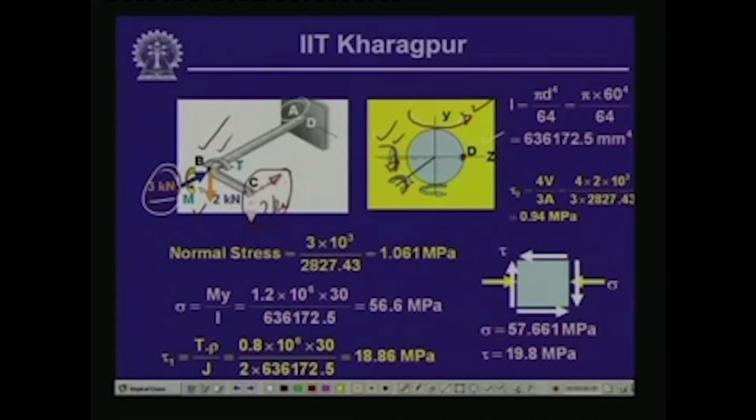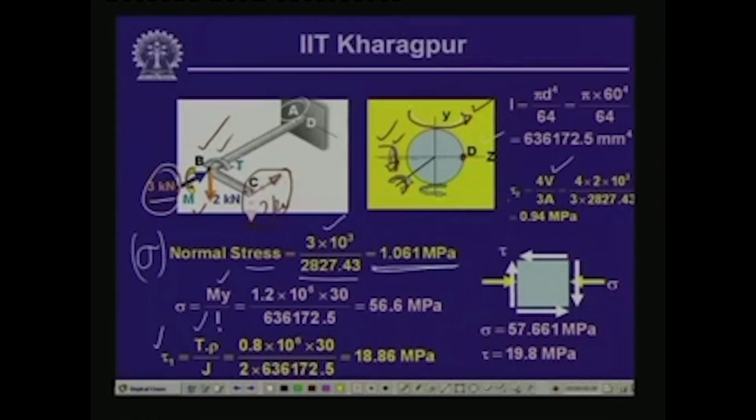Also, at the end A, because of this vertical load of 2 kilonewton, there will be a shearing force component which will produce shearing stress. So, there will be shearing stress produced because of the twisting moment T. There will be shearing stress because of the shear force V. There will be bending stress because of M acting about the Y axis, and there will be normal stress because of the axial compressive force. So, the normal stress sigma because of the axial compressive force is equal to the axial compressive force divided by the area, which equals 1.061 megapascal.